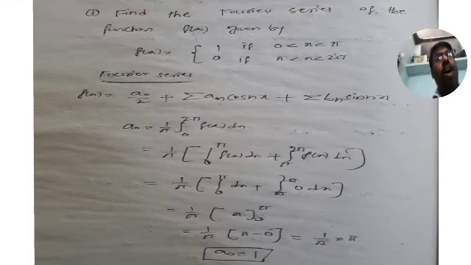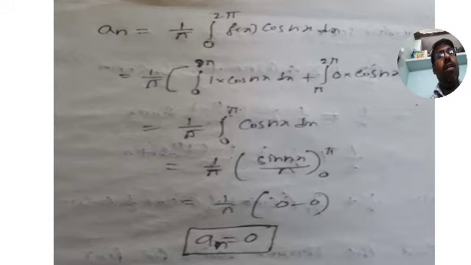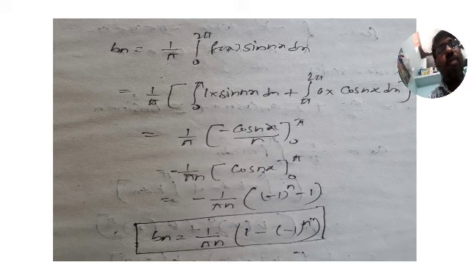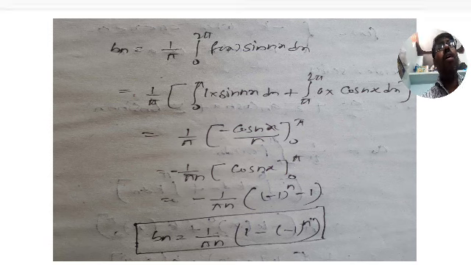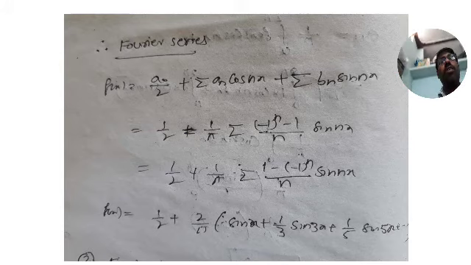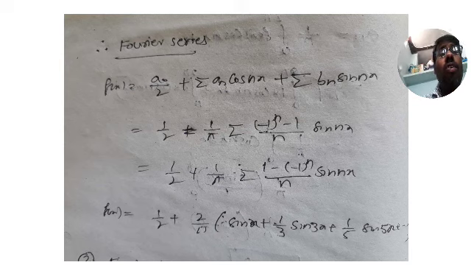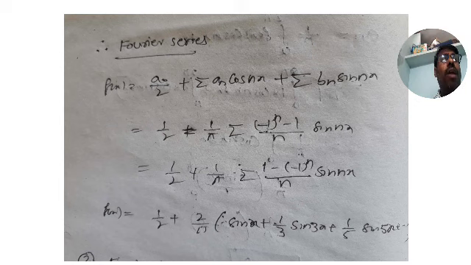So a naught we got 1, an we got 0, and bn we got 1 by pi n into (1 minus (minus 1) whole power of n). Now substitute these values to find the Fourier series. Fourier series f of x is equal to a naught by 2 plus sigma an into cos n x plus sigma bn into sin n x.